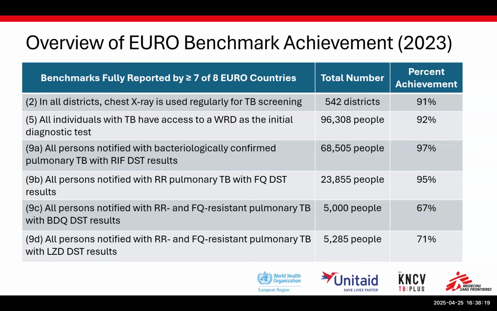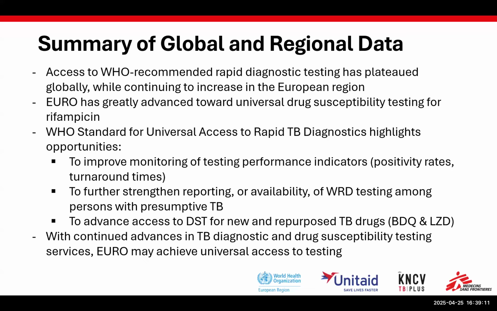When it came to benchmark 9, as I indicated earlier, these are separated according to bacteriologically confirmed TB, rifampicin resistance, fluoroquinolone resistance results, bedaquiline and linezolid resistance results. And we can see that benchmark 9A was achieved at a high rate of 97%, that all persons being notified with rifampicin-resistant pulmonary TB with fluoroquinolone DST results was also very high at 95%, but that the levels for bedaquiline resistance result availability among rifampicin and fluoroquinolone-resistant individuals were a bit lower in the first round of reporting at 67% and at 71% respectively, indicating that there has been progress, but there could be further strengthening of these drug susceptibility testing programs.